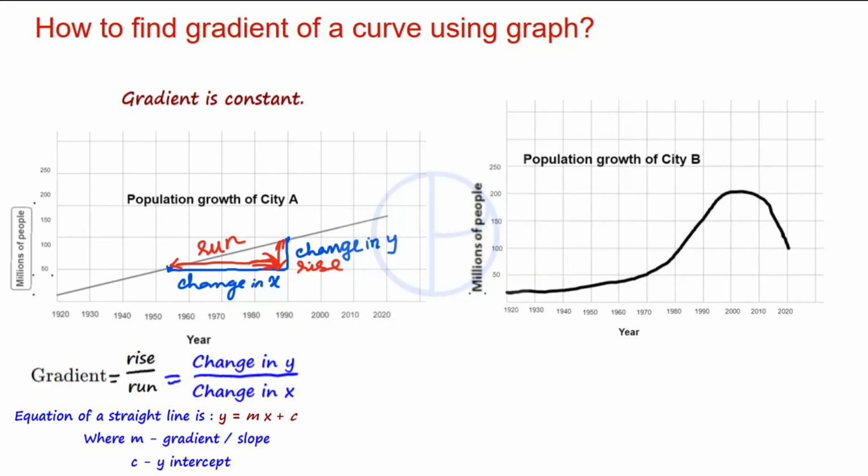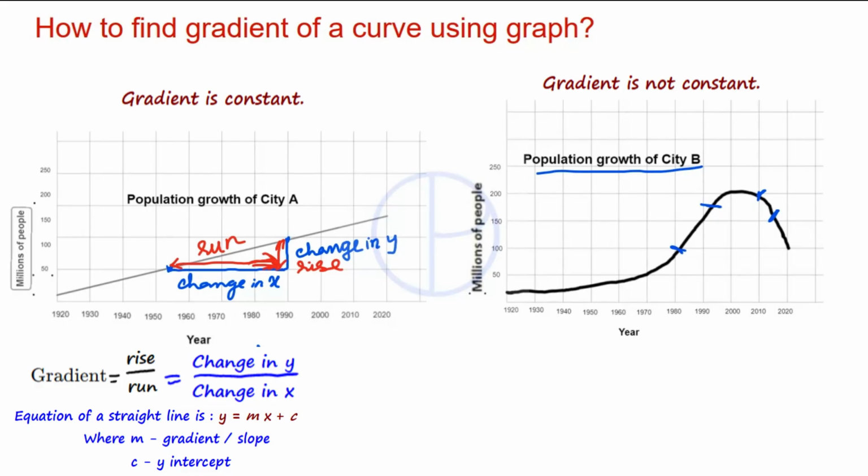Okay. So in this diagram, the population growth of city B is given. For a straight line, we know how to find the gradient, but this is a curve. Let's learn how to find the gradient for this curve. When you take any two points on the curve, the gradient will be different. Suppose you are taking here and here, the gradient will be negative. Whereas if you take here and here, then the gradient will be positive. So you will get a different gradient value at a different point of the curve.